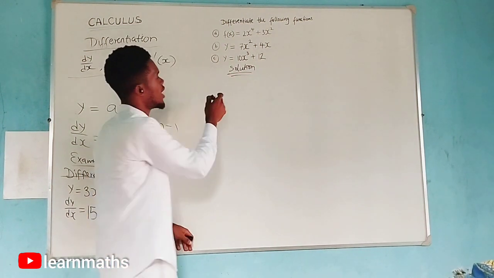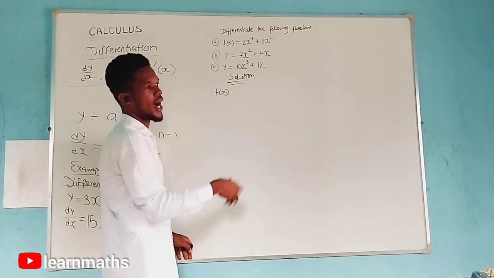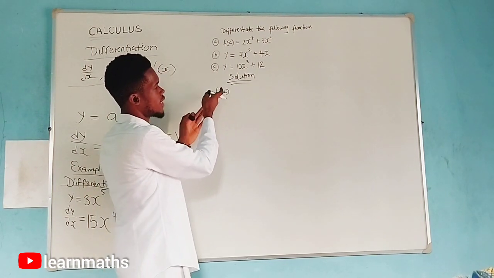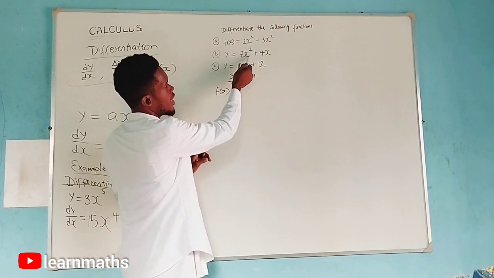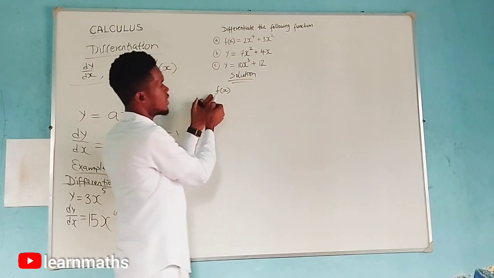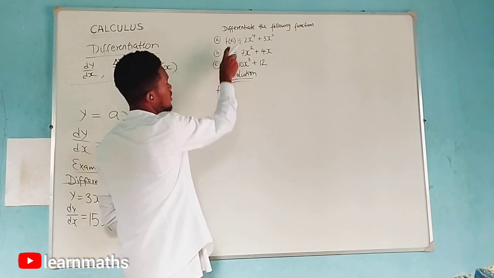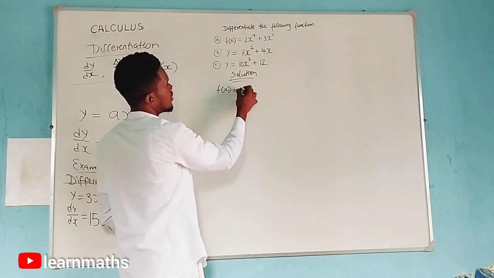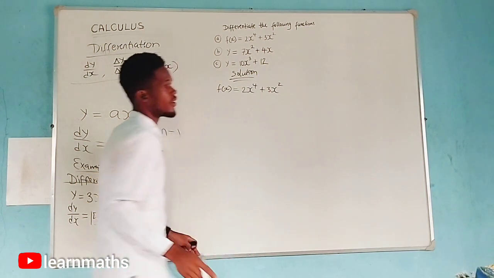Now for the first one, we have f of x. You know this is another way of expressing y. Instead of writing y, you can just write f of x, because you see this y is a function of x. That is, to get y, you have to operate with x. That's why we call it a function of x. Instead of calling it y, we can call it f of x. So the first function now is 2x raised to the power 4 plus 3x squared, right?